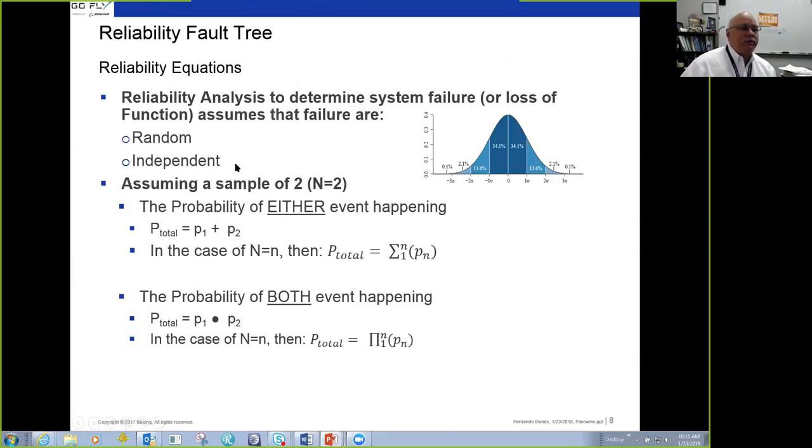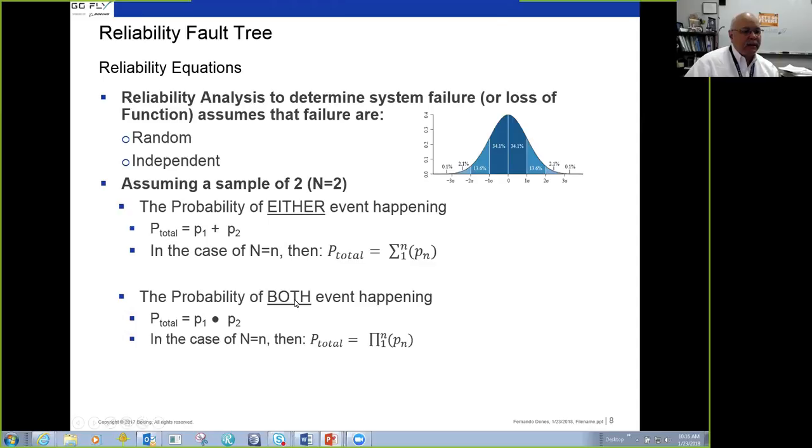The first thing that you have to address is that this mathematics only works when the system is random. We're talking about Gaussian distribution, things where a failure is not dependent on another failure. It has to be independent and random. Once you have the random probability of failure and declare that it's independent, then if you have two components, where one can fail or the other one can fail, and either failure is a problem, then you add the probabilities of failures.